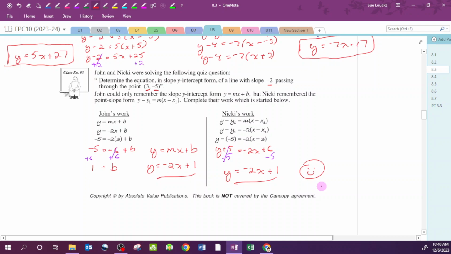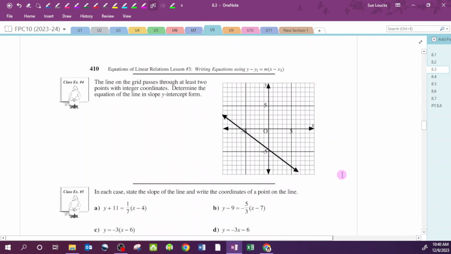This is really important, this idea that you take the information you have and you put it into whatever equation form fits what information you have, then that's what you do. Okay? All right, next question.